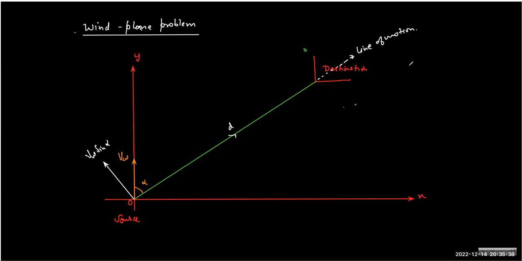So as a pilot, we have to think about the line of heading. What is the line of heading to achieve this task? Should it be right of the green line or left of the green line? Tell me. This way or this way?